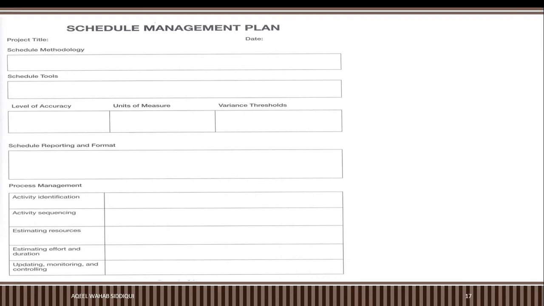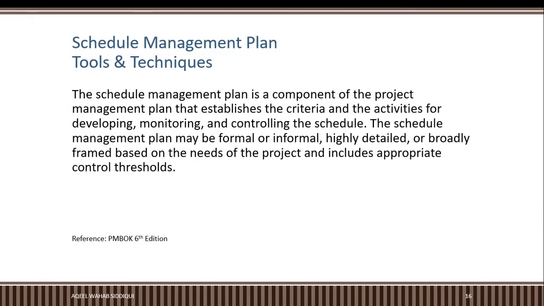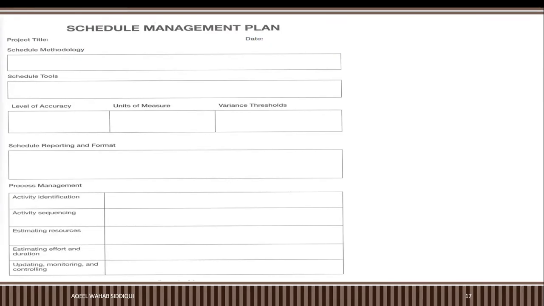What will be the level of accuracy, for instance? What are the units of measure? Whether you will estimate your activities in days, hours, weeks, years. What scheduling tools, scheduling methodologies like critical chain, critical path method, anything. So we put these values, this data, in this document, and this document is called the schedule management plan. So the schedule management plan is a component of the project management plan, always remember. So in output, we produce a schedule management plan, and that is the only document in plan schedule management.